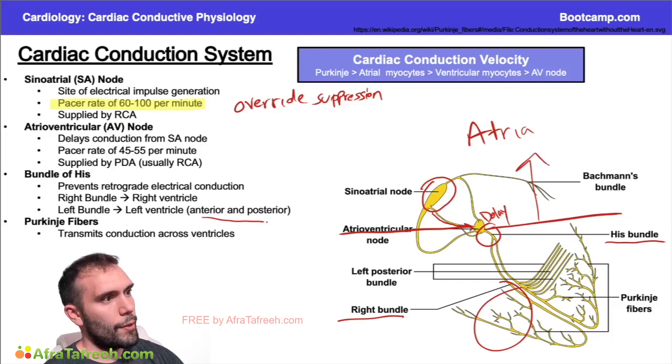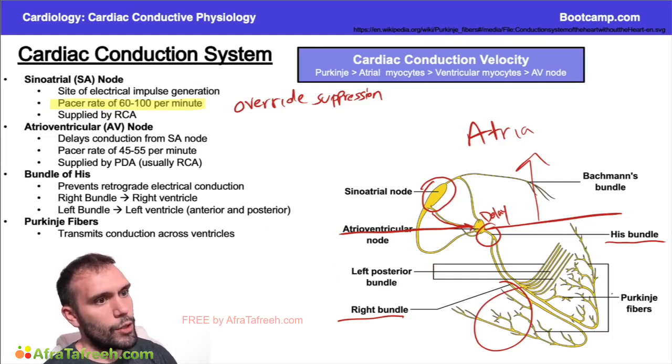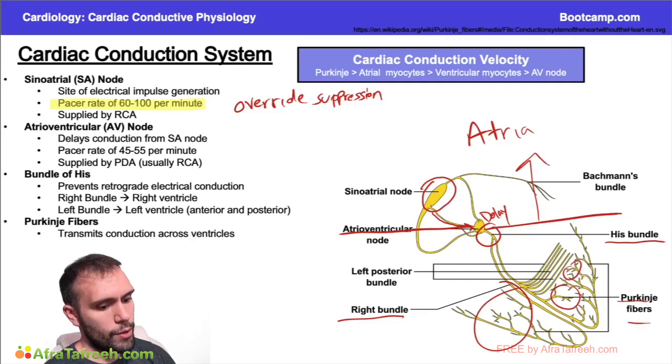Okay, and again, we'll talk about this more probably in the arrhythmia videos. Okay, and finally, at the very terminal end of this, you can see these fibers here. These are going to be the Purkinje fibers, and they're essentially used to transmit this conduction along into the ventricles.